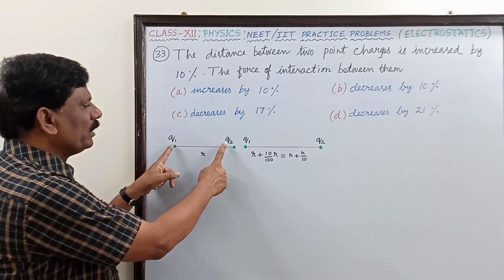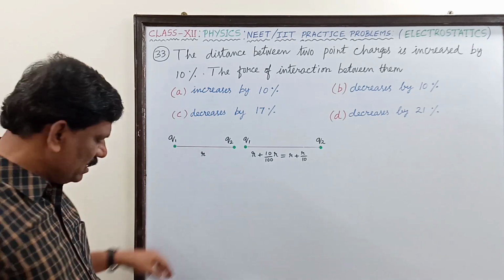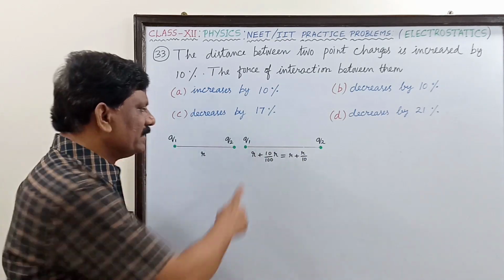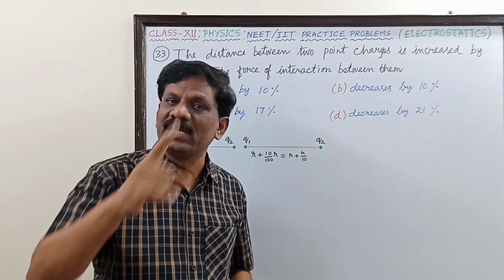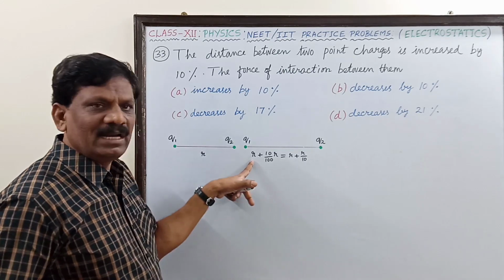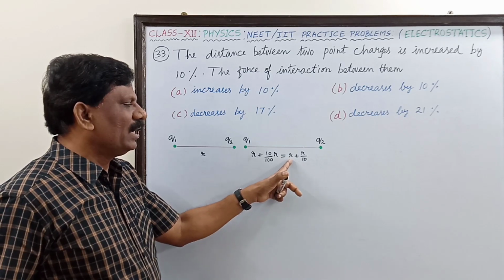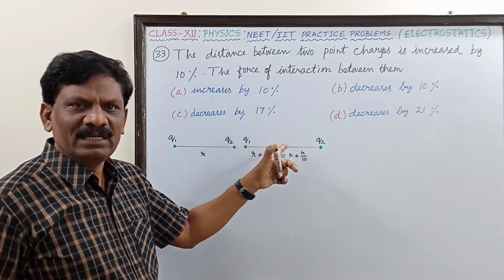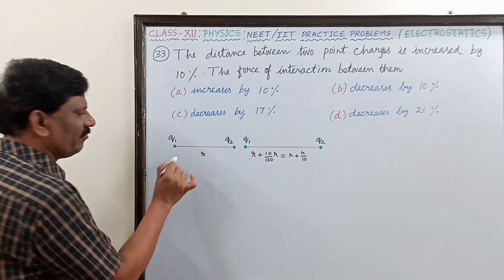So two charges Q1 and Q2 coulomb are separated by distance R initially. Afterwards, for the same two charges, the distance of separation is increasing by 10% of the initial distance. So initial distance R plus 10 by 100 times R. So this will be R plus R by 10. That is the new distance. Okay. So for the same two charges, I will take F1 is the initial force.